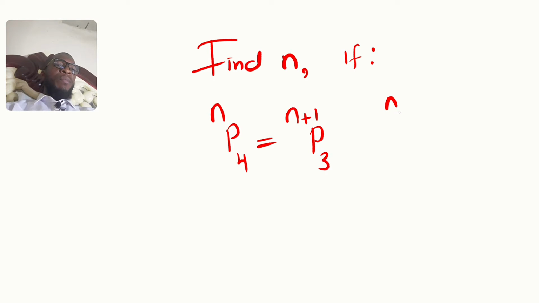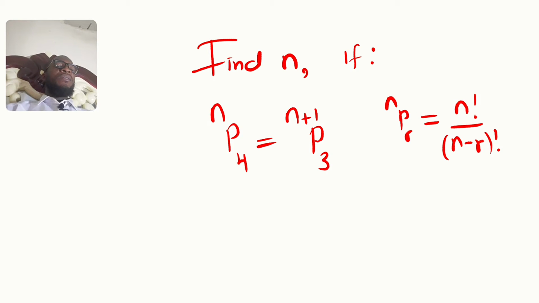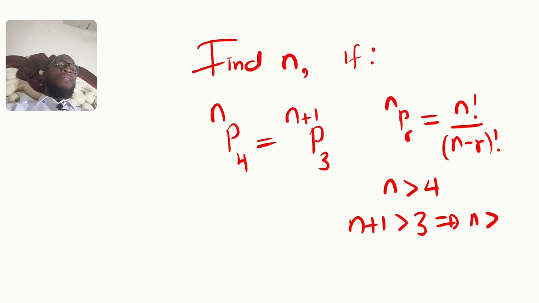If you are given n permutation r, it is the same thing as n factorial divided by n minus r factorial. For the domain, from the left-hand side, you know that n is greater than 4. And from the right-hand side, n plus 1 is greater than 3, which implies that n is greater than 2. Okay, let's begin with the solution.